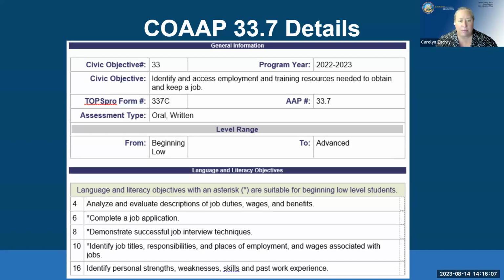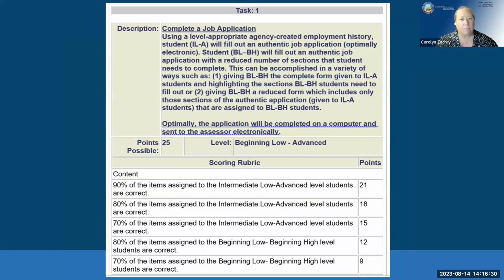But specifically, as you look further down on this, you can see where the asterisks are for items that are really specific for those beginning low level students. So that even breaks it down further for the teacher in the classroom on what needs to take place. Next slide, please. This is just a breakdown of what they should be doing to complete that job application, and then how it is assessed, the scoring rubric.